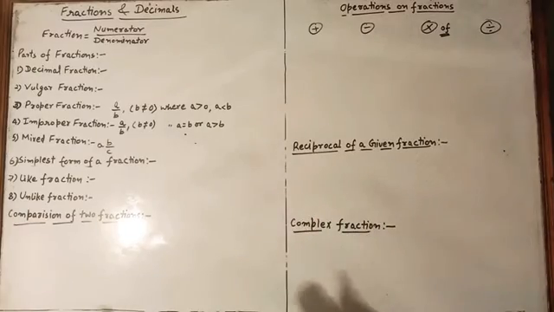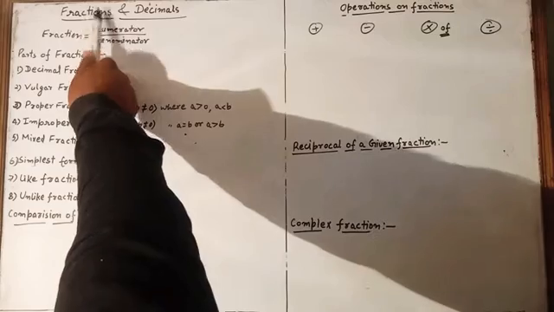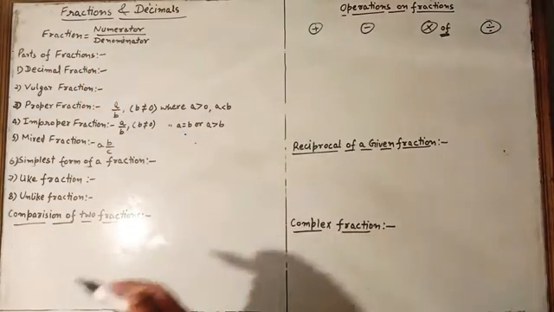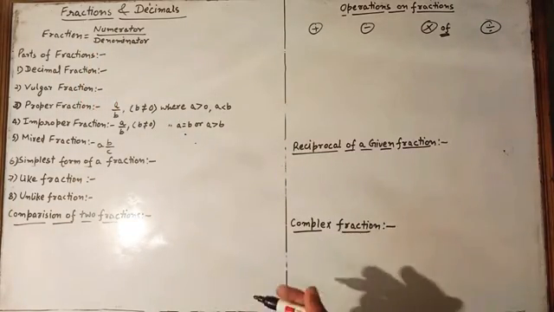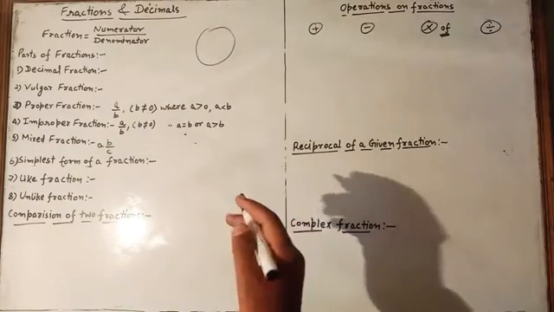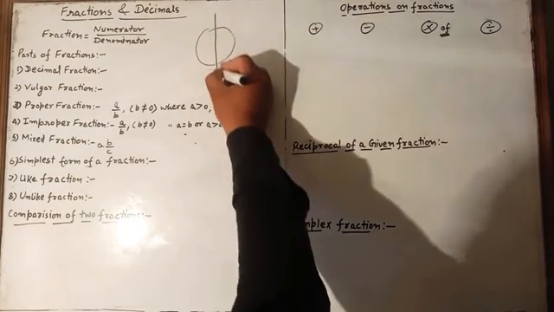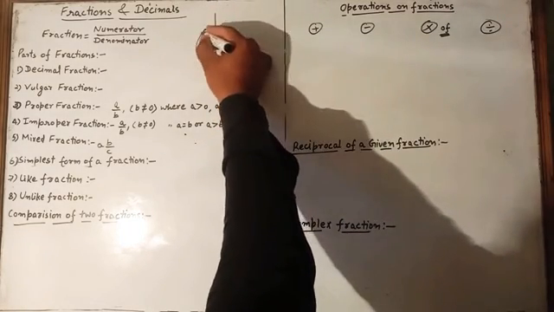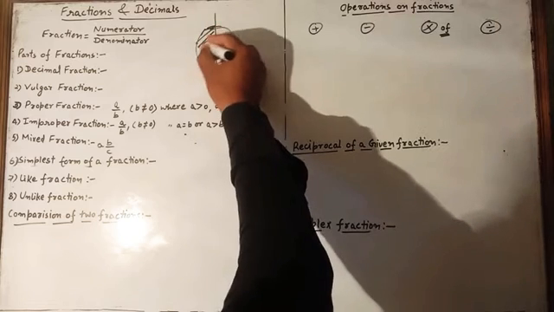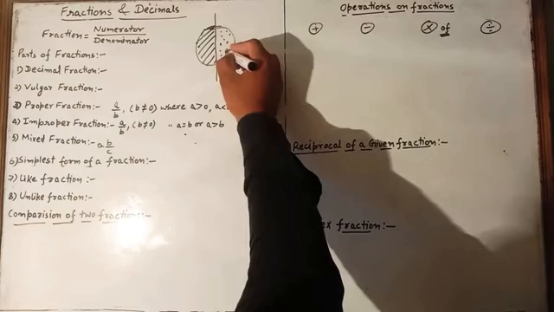Students, in this video we are going to start our second chapter of mathematics, that is fraction and decimal. First of all, what is a fraction? See, if you have a circle like this and you have to divide it into two parts, what you will do is draw a line like this and it will be divided. This was a whole circle and now it is divided into two parts like this one, and this one. Two parts are there.